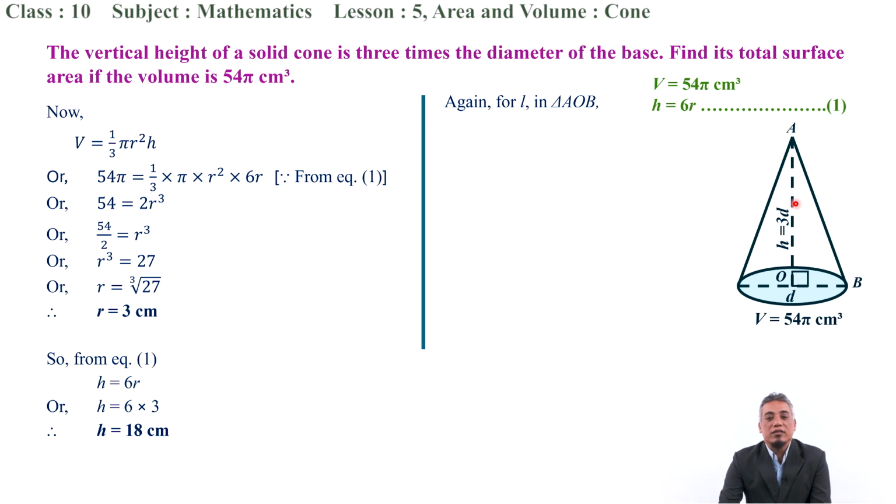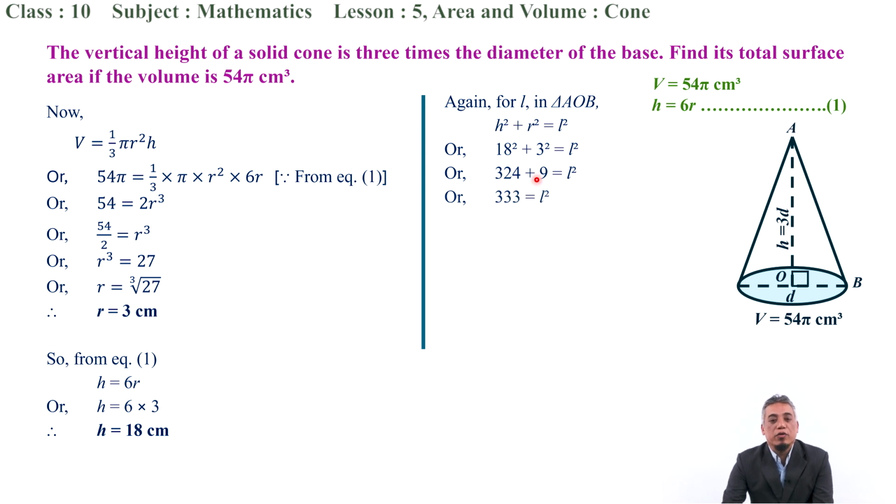Yes, there is a Pythagorean relation between H, R and L. So H is 18, R is 3, L is L. Okay, so we substitute the values. 18 square is 324, 3 square is 9, L square is L square. When added, it gives 333, and we are going to take this square to the next side to make it root 333, which gives L equals 18.25 centimeters. It is approximated up to the second decimal digit.